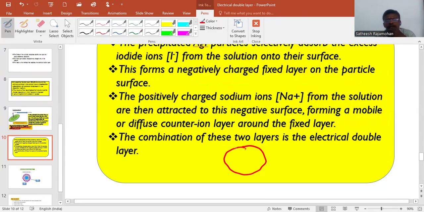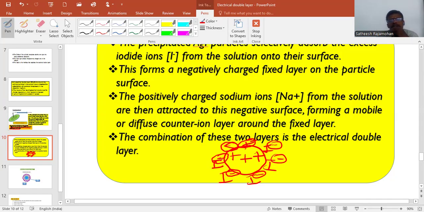Just imagine the silver iodide solution and the silver iodide precipitate. So some positive charge is generated now. This positively charged ion is surrounded by negatively charged particles, I minus, I minus, I minus, I minus, again I minus.